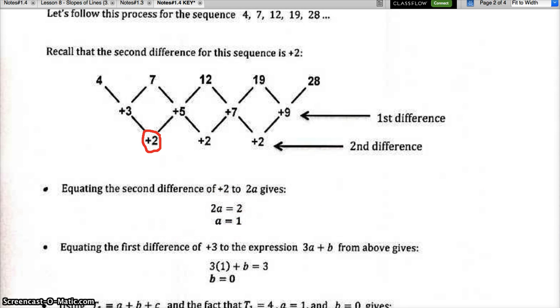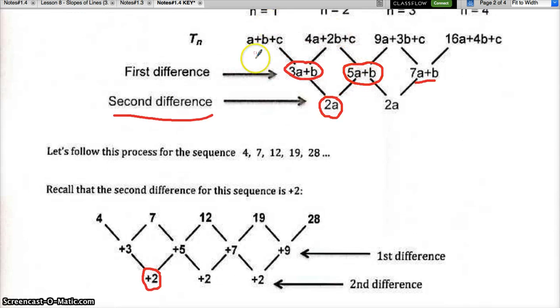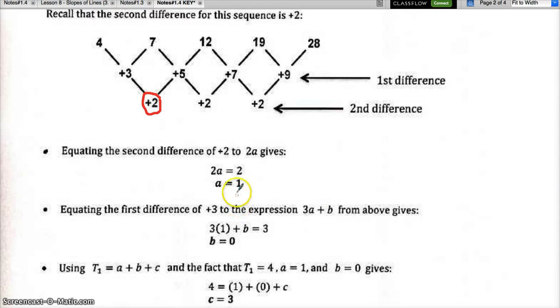Then you go back and we have this formula. These results are going to be the same every single time, no matter what the sequence is. So we go back and we have this first difference, which is 3a plus b. Well, we've now solved for a. a is equal to 1, so we put in 1 for a. 3 times 1 plus b equals 3.